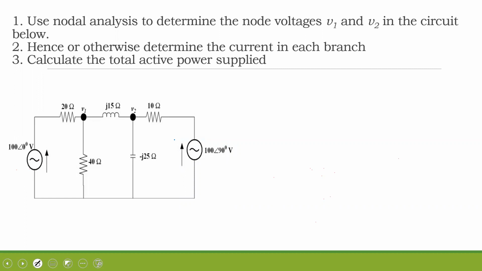So write the matrix equation for me. Before we go, for node 1, what will be the current? It would be 100 over 20. All right. So write the matrix equation.